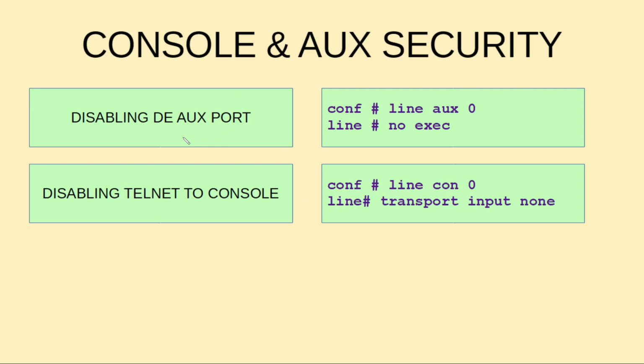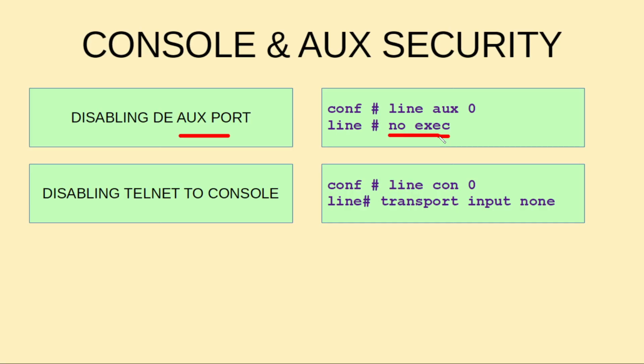Now, regarding the auxiliary port, we should issue this command, no exec, in order to disable it. Back in the day, we would use auxiliary ports to connect modems to it, so we had an alternative way to reach our device remotely. Nowadays, nobody uses that, so we should disable it altogether with no exec.